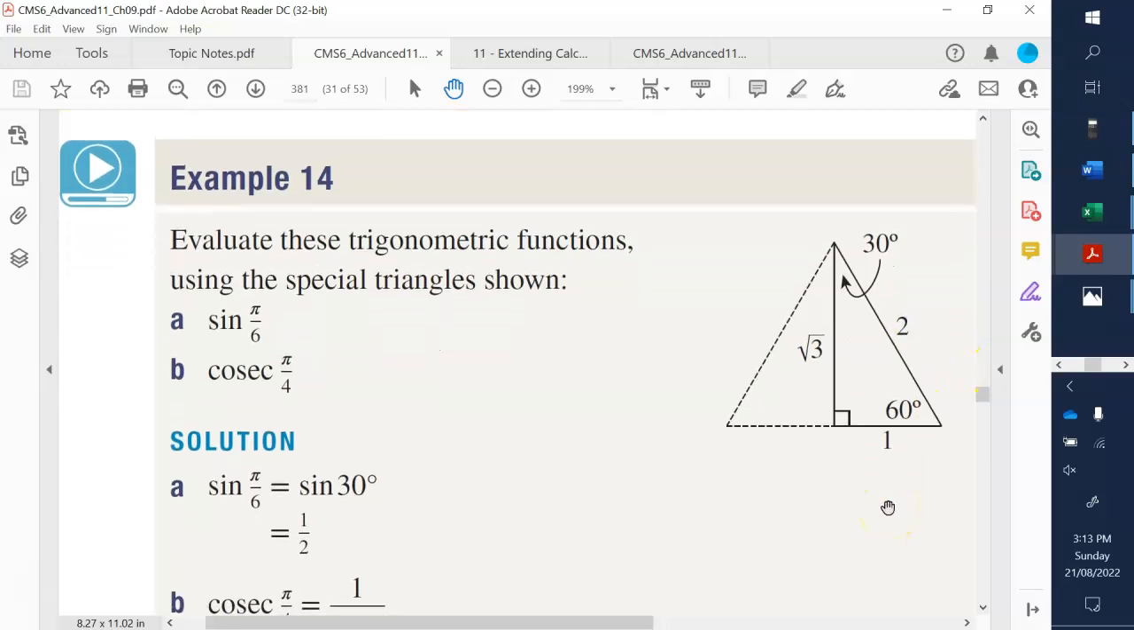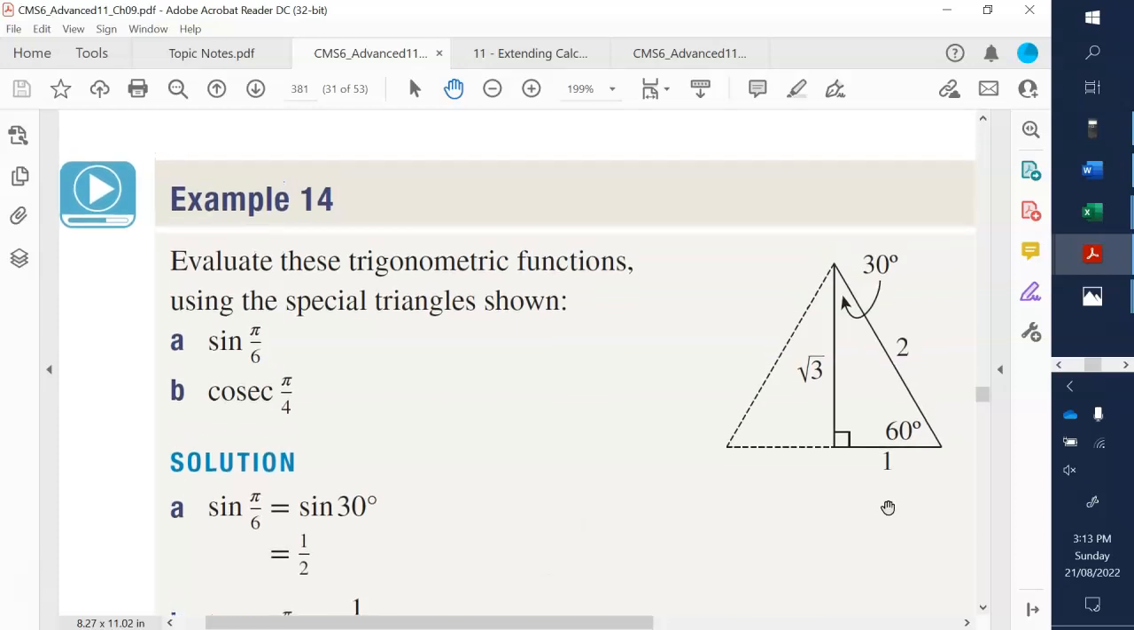Okay, cosec pi over 4. Now, we need to think of what cosec was.